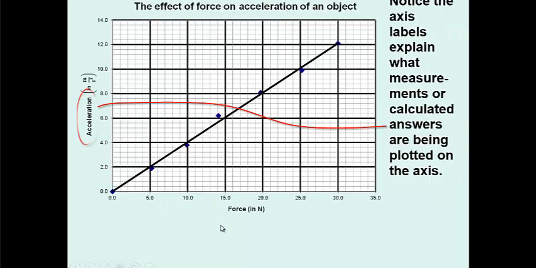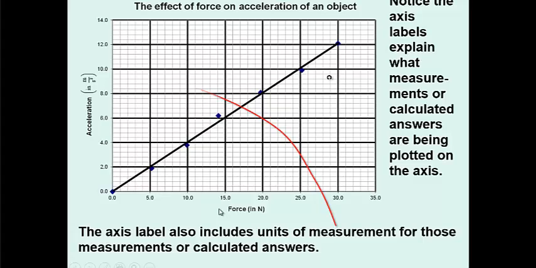All right. Notice the axes labels explain what measurements or calculated answers are being plotted on the axis, and they also include those units of measurement there and there. Now again, this is a simplified graph. We don't have more than one word here in the axis label. Sometimes you have to have 2 or 3 or 4 or 5 words, okay? So this is just simplified to kind of keep it straightforward for you, at least as an initial introduction to this.